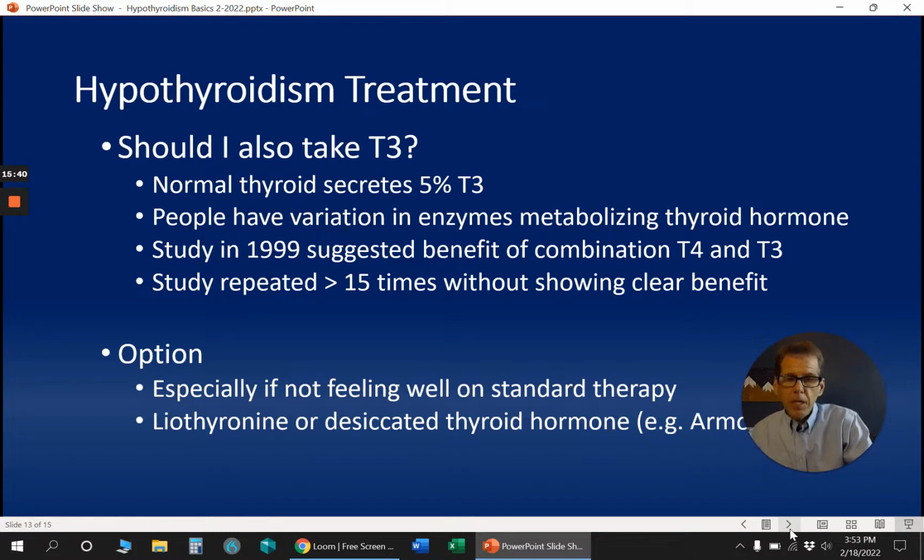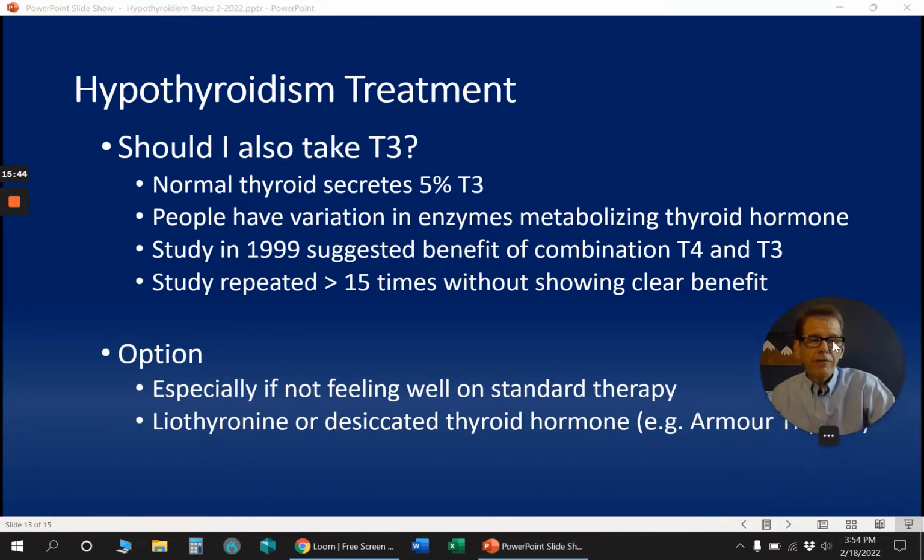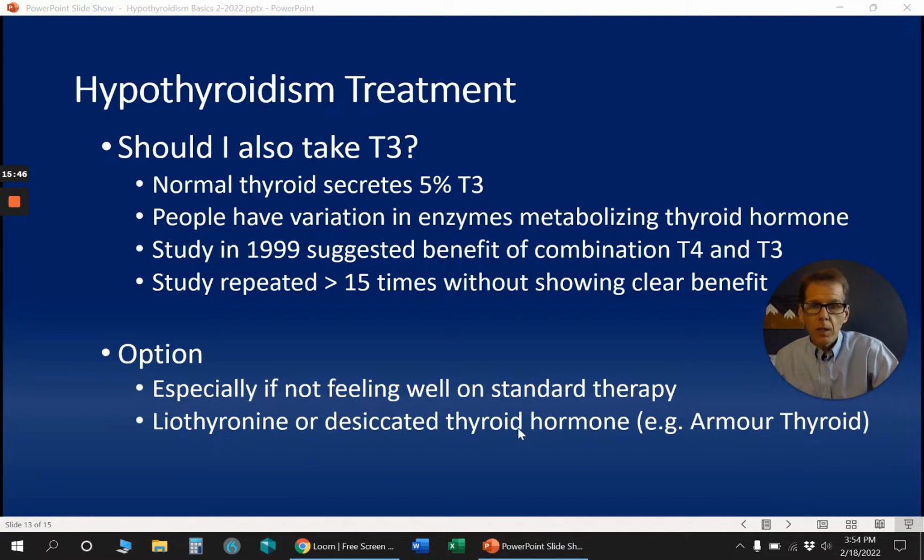And so this combination therapy really becomes an option primarily if you're not feeling well on standard therapy. And again, it would generally be a treatment with either the levothyroxine or brand combined with liothyronine, or it can be given as something called desiccated thyroid hormone. And so these are names like Armour Thyroid or NP Thyroid or Nature-Throid or WP Thyroid.